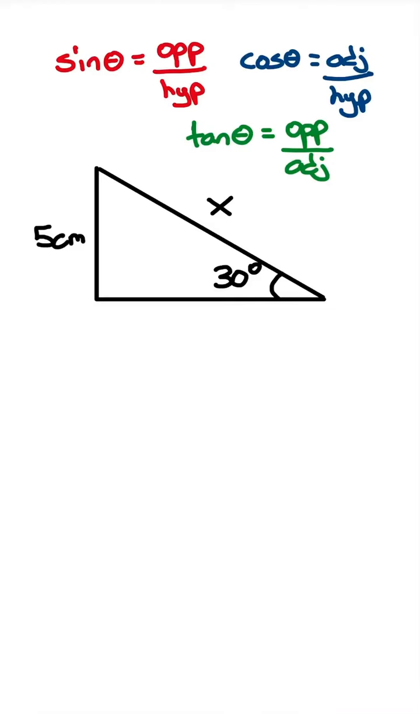How do you find a missing side length of a right triangle given another side length and an angle using trigonometry? Well, the first thing we have to look at is what we're given and what we need to find. So what we are given here is this beautiful angle of 30 degrees. So we're going to write that as theta equals 30 degrees.